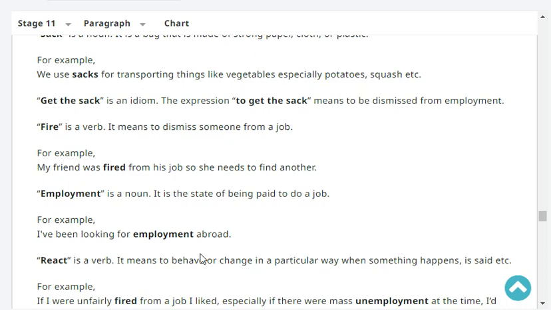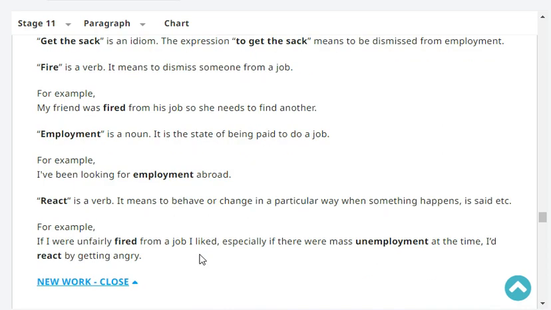Fire is a verb. It means to dismiss someone from a job. For example, my friend was fired from his job, so she needs to find another. Employment is a noun. It is the state of being paid to do a job. For example, I've been looking for employment abroad. React is a verb.